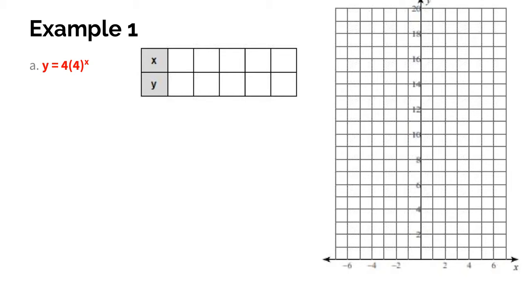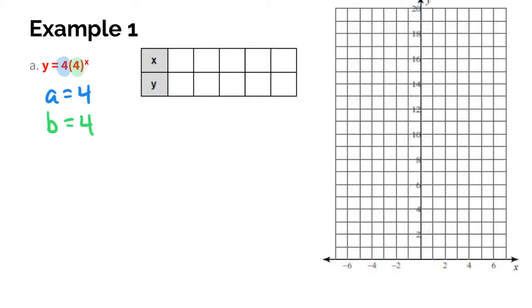So in this function, y equals 4 times 4 to the x, my a value is going to be the 4, and my b value is also going to be 4, but inside the parentheses. So let me just jot this down. My a is 4, and my b is 4. So what that means is I'm going to start off with a value of 4, and the multiplier of 4 is going to give us what is going to happen to that initial value.